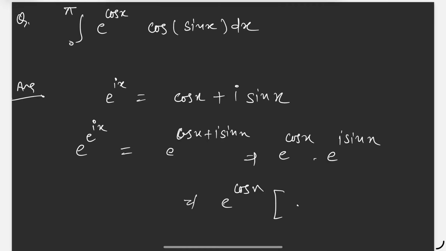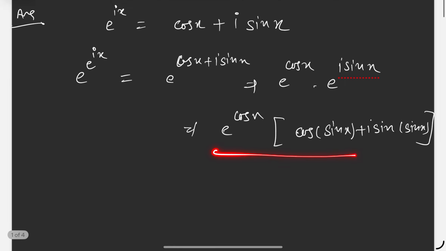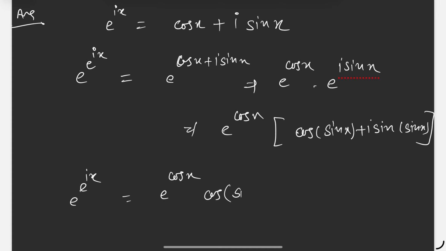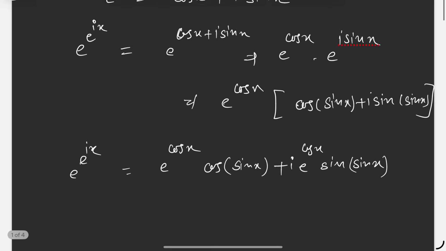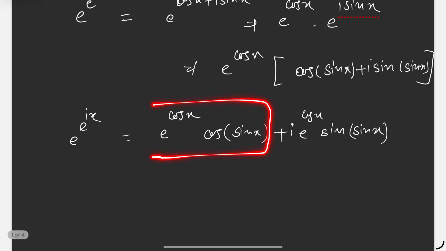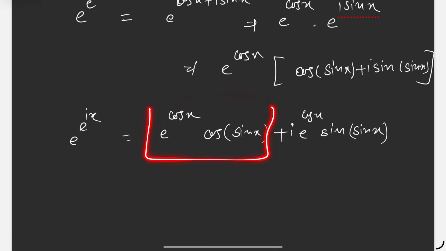Further I can write this as e to the power cos x, now this will be what? Cos of sin x plus iota sin of sin x. So if I multiply this e to the power cos x inside, e to the power iota x will be e to the power cos x into cos of sin x plus e to the power cos x, here iota will be there, and sin of sin x. So if I see, the real part is this. So this real part integration only I need to find.